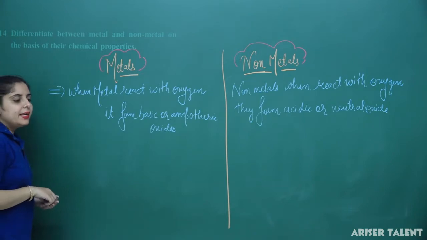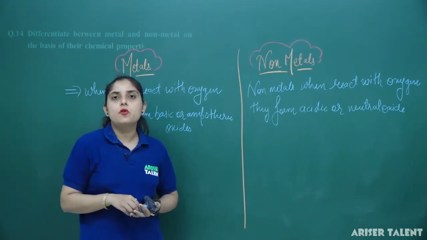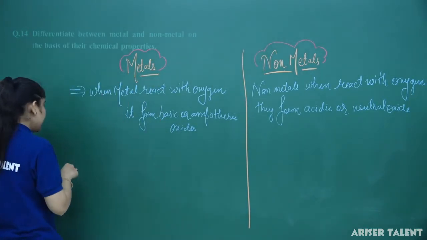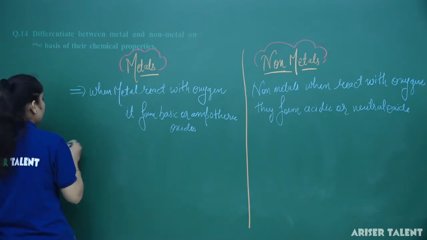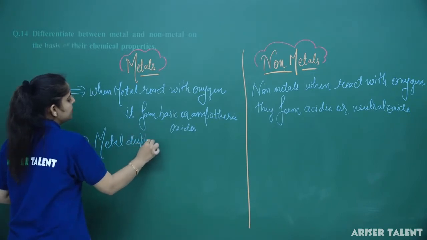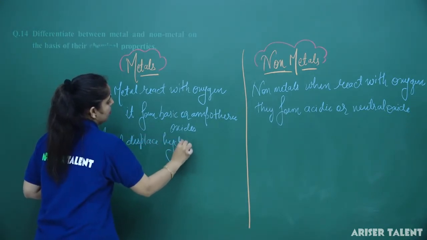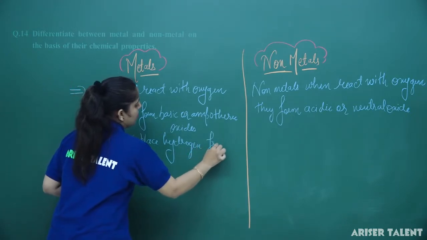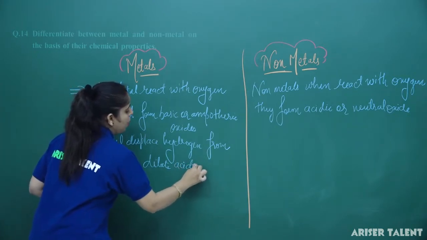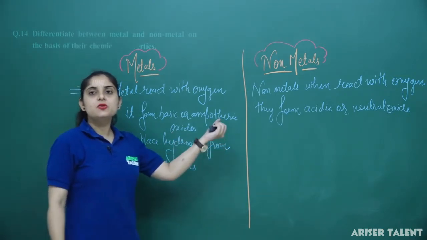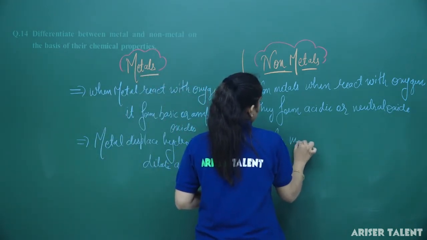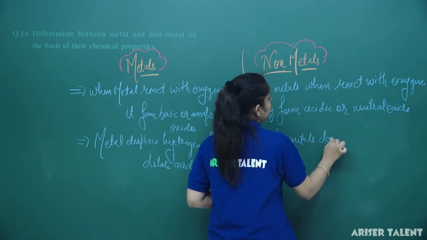Metals have the ability to displace hydrogen from dilute acids, but non-metals do not displace it. So the second difference between them is that metals displace hydrogen from dilute acids. On the other hand, non-metals do not displace hydrogen.